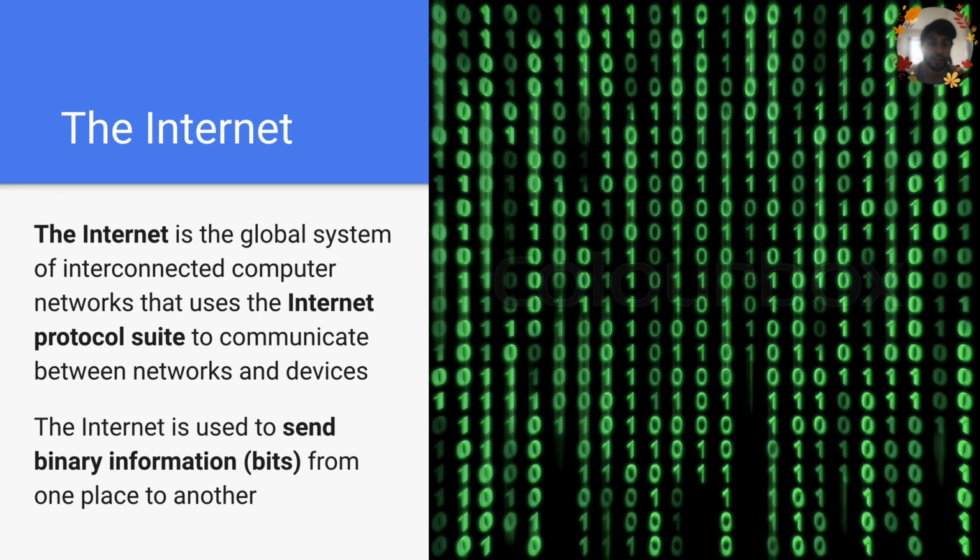The answer is through the internet, which is the global system of interconnected computer networks that uses the Internet Protocol Suite to communicate between networks and devices. So instead of boxes and envelopes, the internet is a method of sending binary information, bits, from one place to another. This picture is the only reference to the matrix I'll be making, but to help visualize, the internet is literally a system of highly complex and interconnected streams of zeros and ones that are traveling from one place to another. But how can ones and zeros get sent? What does that actually mean?